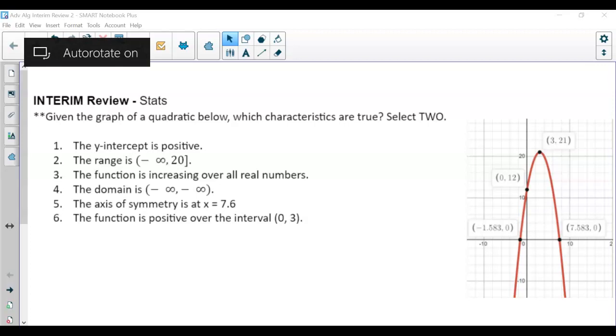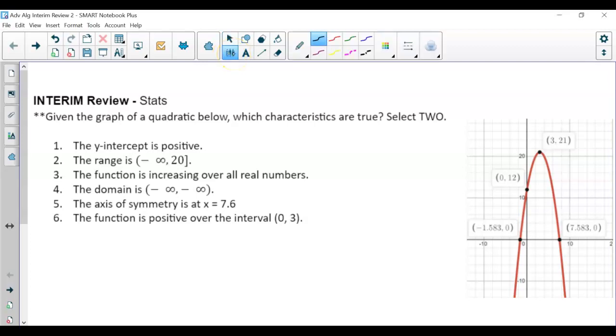In this video, I'm going over the interim review from our second day, and the focus is all of our statistics. But of course, just going through and making sure that we were good to go with the graph and reviewing this. For example, we're identifying which characteristics are true, and we're selecting two of them. So the first one, the y-intercept is positive. Again, the y-intercept is where our graph is crossing the y-axis, which is right here at (0, 12), which is positive. So that's already one of them.